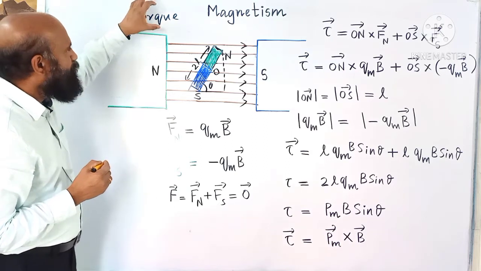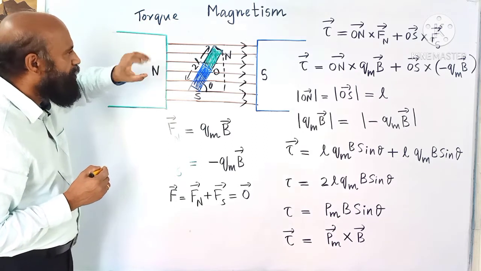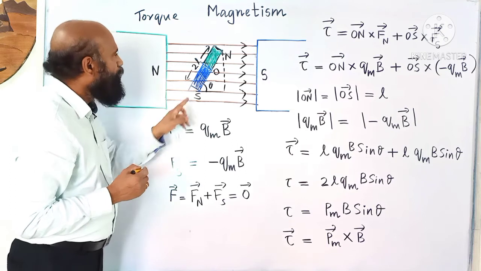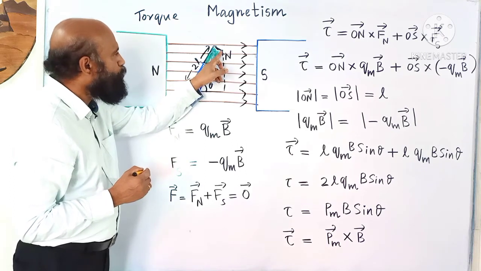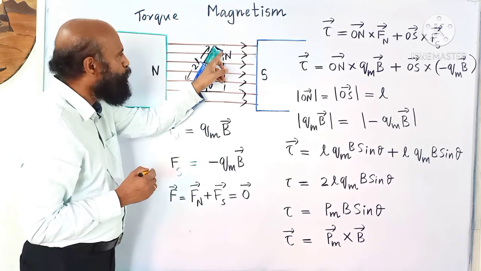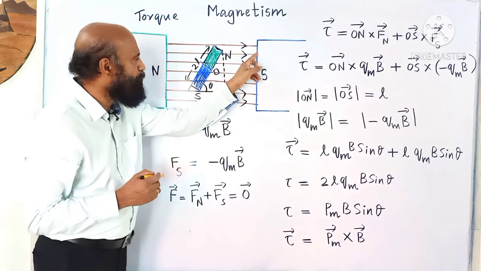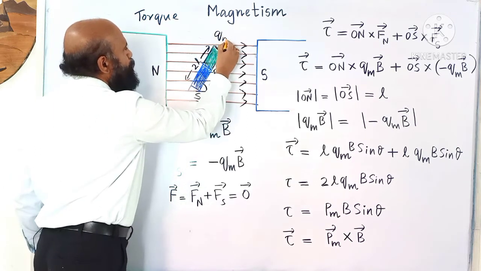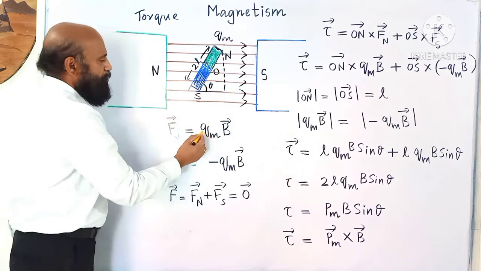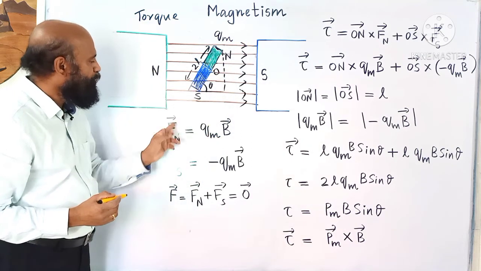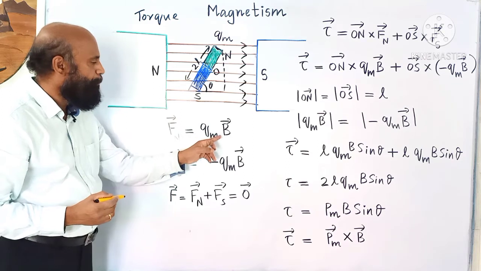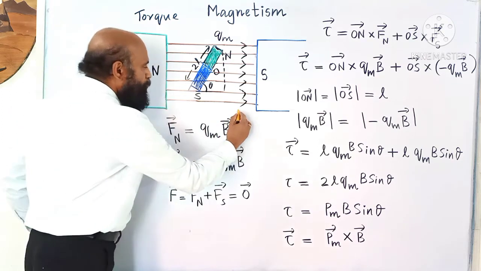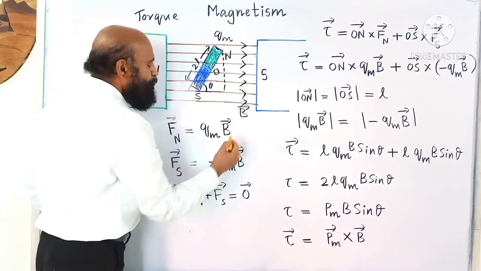It will experience a torque. Now let us see. It's a north pole, so the north pole will experience a force in the direction of the field. The magnetic pole strength of this is Qm. Then the force experienced by this north pole is Qm B vector. B vector is the magnetic field.